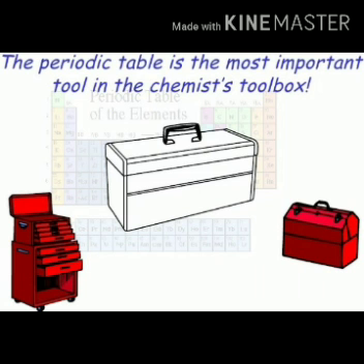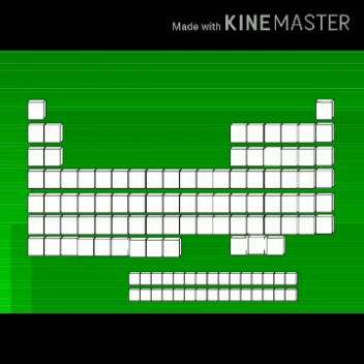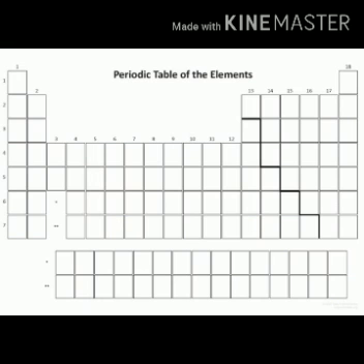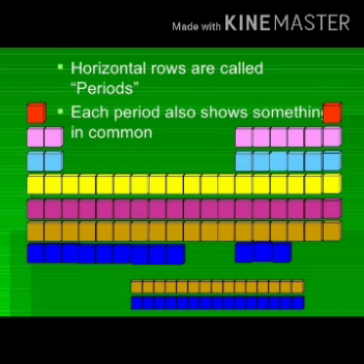Students, the periodic table is the most important tool in the chemist's toolbox. Now let us study the structure of the modern periodic table. As you can see in the table, the modern periodic table contains 7 horizontal rows called periods.